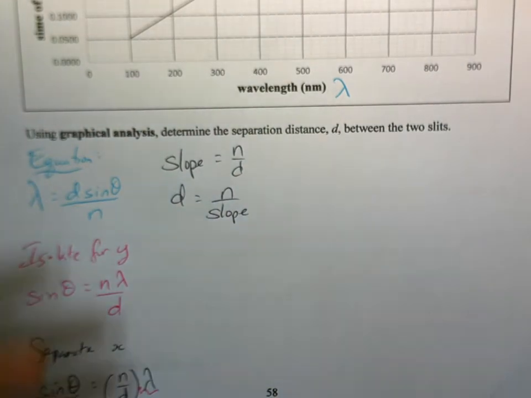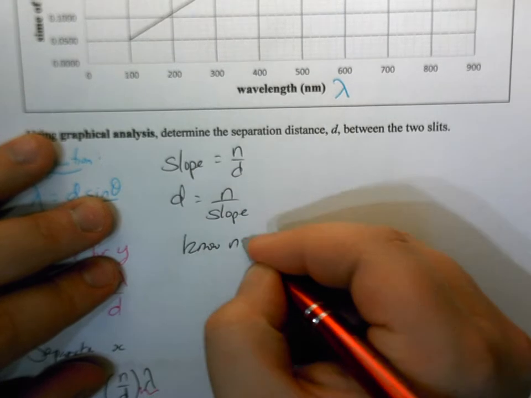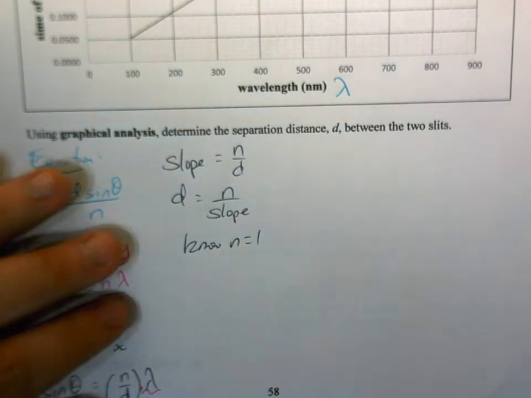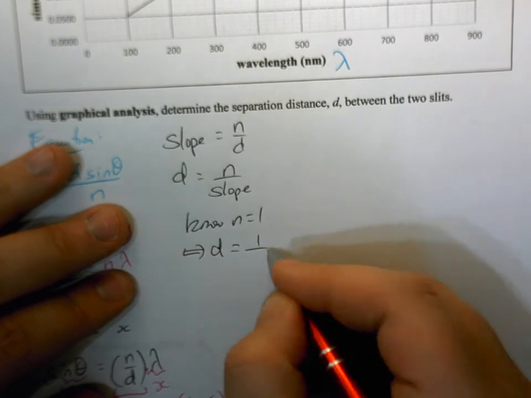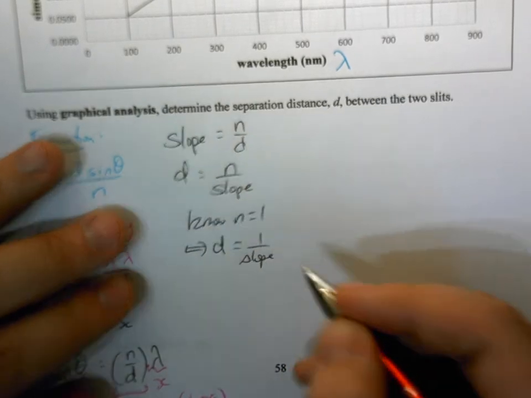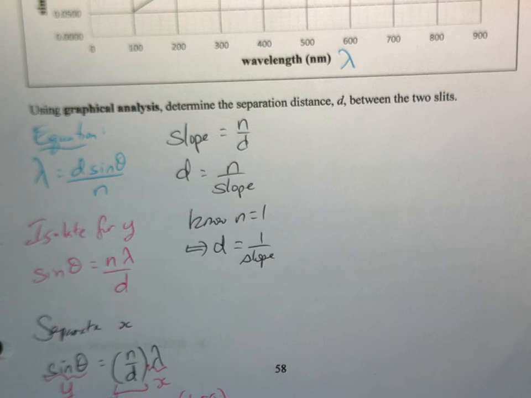But in this case, we know that n equals 1. We're told we're dealing with the first order fringe. So really what we know is that d is just going to be 1 over the slope. Now someone might ask, why are you writing out the word slope instead of m? Isn't that shorter? Yes, but a lot of times when we do graphical analysis, mass is there fairly often, and I don't want to mix up m for slope and m for mass, so I just write out the word slope. Maybe I should use the letter g for gradient, but it is what it is.